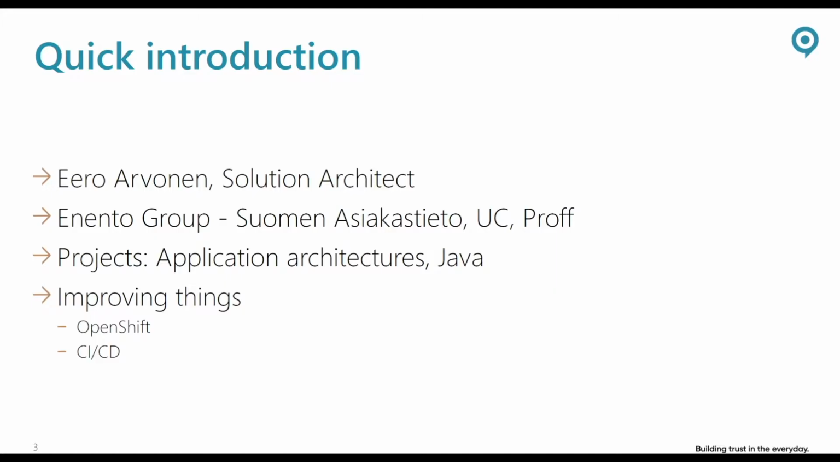My name is Eero Arvonen and I am a solution architect. I work with the Nordic company and credit information company Suomen Asiakastieto, which is a part of the Enento group. Our local brand in Sweden is UC, and in Norway and Denmark we are known as Prof. Part of what I do is I work in software projects. Typically I design the microservice architecture for a new service and also work to implement it as well. Another part of what I do is I generally work to improve our processes here, such as practices with OpenShift and CI/CD. Let's start by setting the stage.